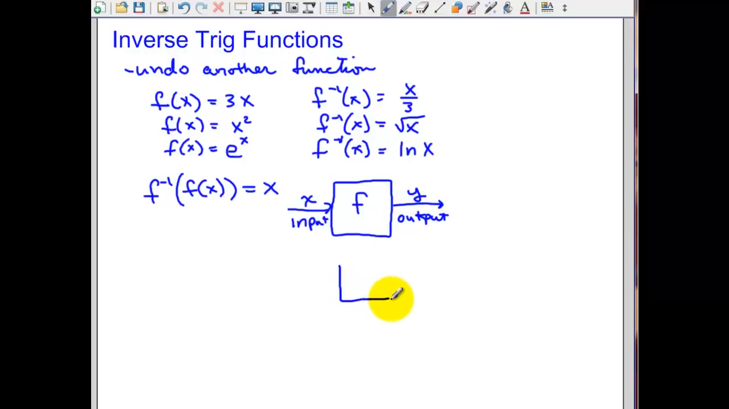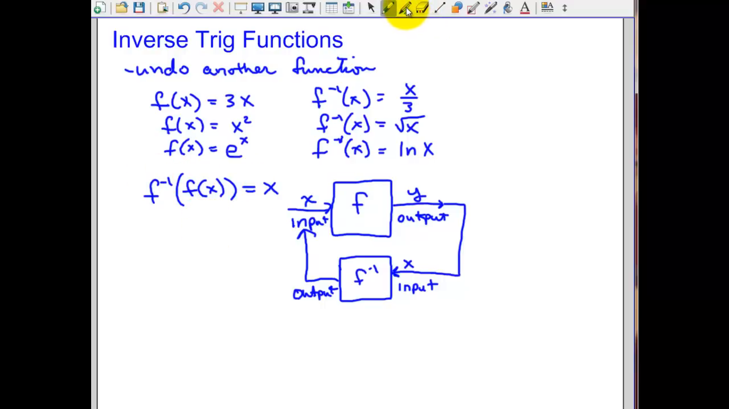Now if we have the inverse function, it undoes, so we're taking the output of the original function and treating that as the input, so now we're going in the other direction on our function. So this y becomes the input to here, it's our x, and it undoes the function, so its output is the original input that we started with. So that's what this notation, this composite function notation, is saying.